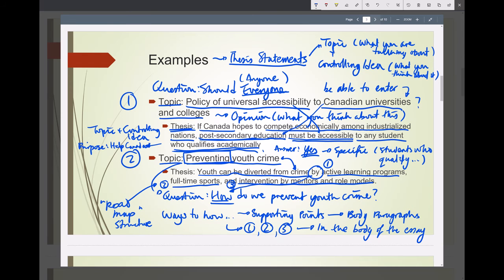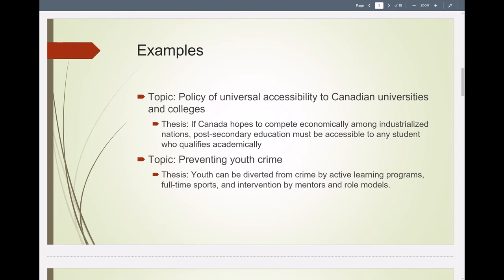So here we see 2 types of thesis statement. One is a simple answer. And here, in the second thesis statement, you see the answer. Yes, youth can be diverted from crime. Yes, you can prevent youth crime. But you add the reasons or ways, which gives a roadmap structure, a more complex thesis statement. And we're going to talk more about that.